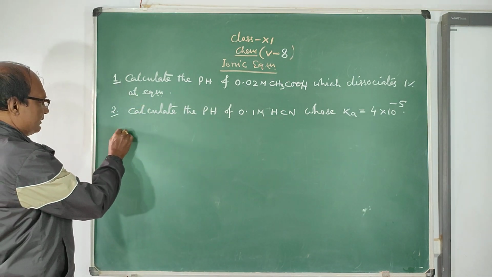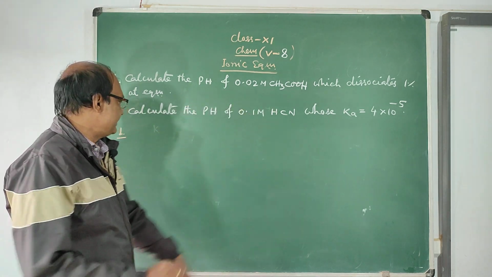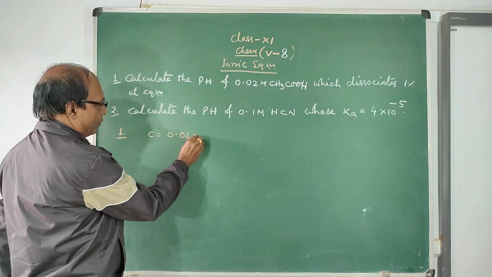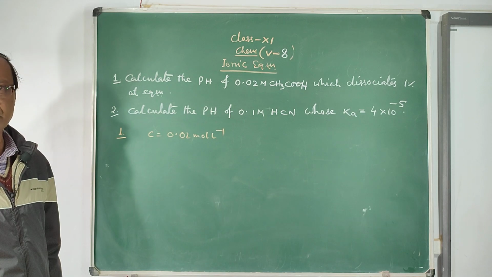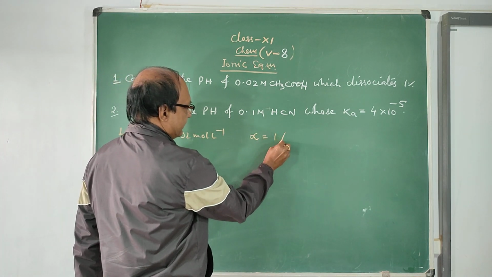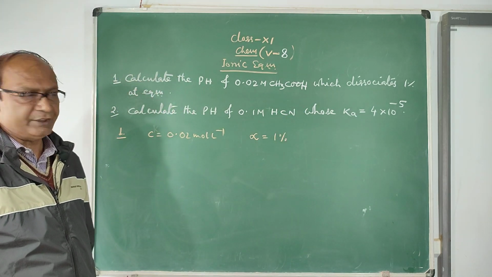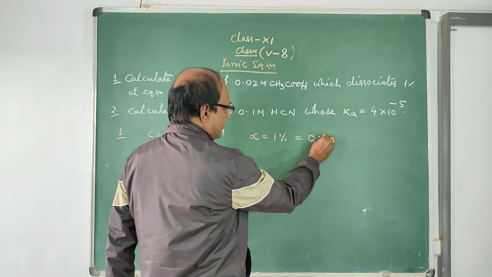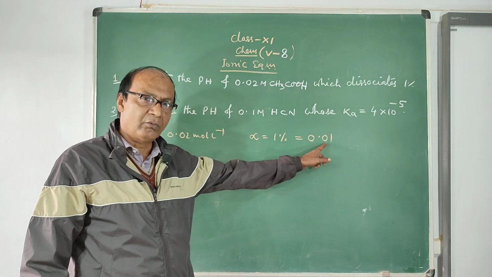So see the solution. Question number 1. The concentration of acetic acid is given. C equals 0.02 mole per liter. This is the concentration of acetic acid given here, and alpha equals 1%, that is the degree of dissociation is 1%, and this means the value of alpha is 0.01.